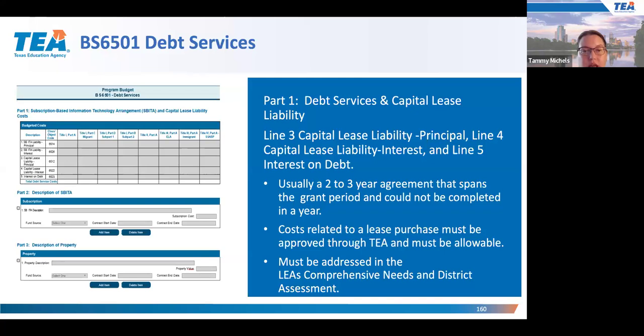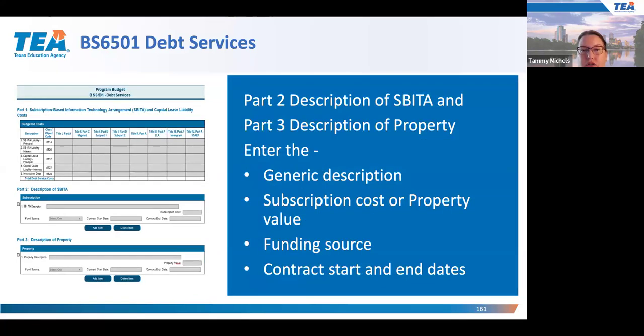Now let's move to the next slide to discuss Part 2. In Part 2, if there are funds budgeted for SPIDAs, we will budget the entire cost of the SPIDA under description of SPIDA, and we will complete the following. Describe the SPIDA and then state the fund source the item is being budgeted under. Enter the entire subscription cost for the full length of the agreement and document the entire contract period.